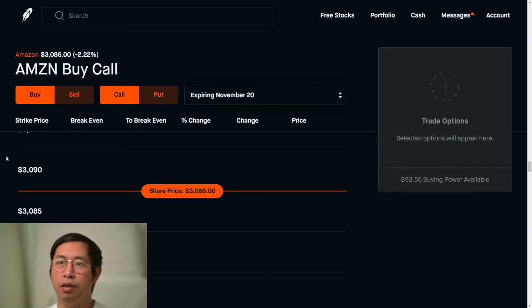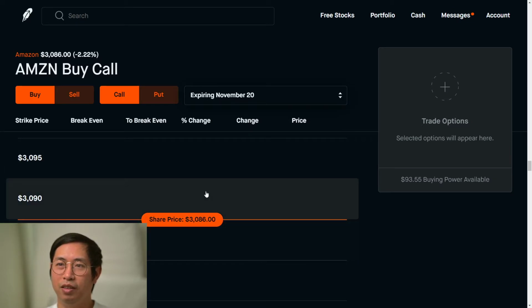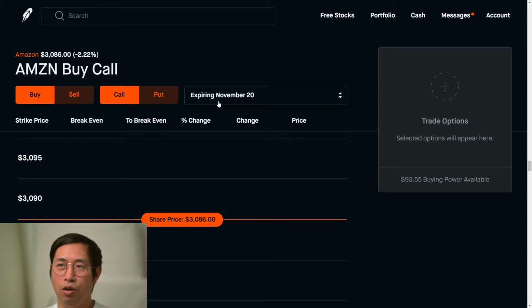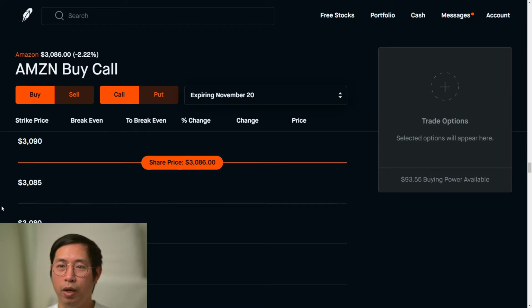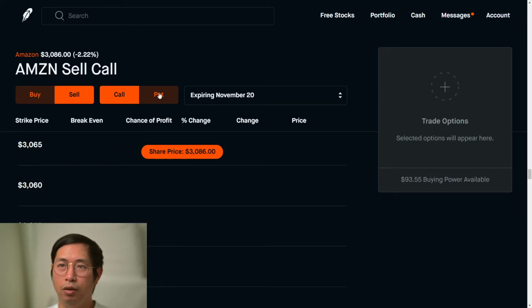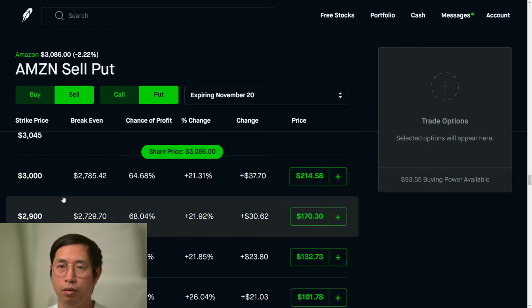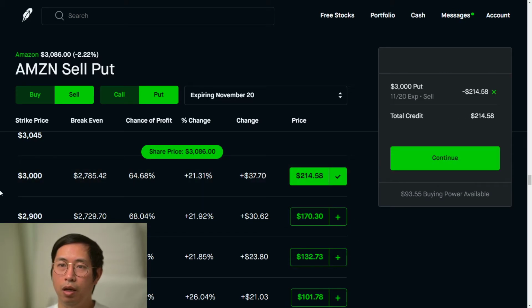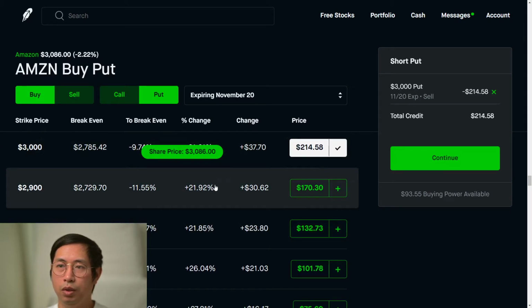And we think that... Oh, what the heck? Oh, never mind. So we think on November 20th, it's going to stay above $3,000. Let's say that. So we pick the expiration date, November 20th. We're going to sell the put at a strike price of $3,000. All right. And we're going to buy a put at a lower strike price. $2,900.